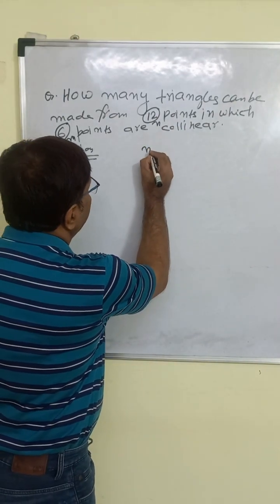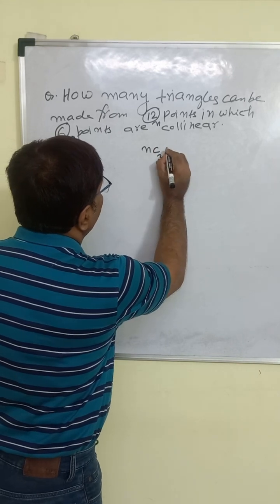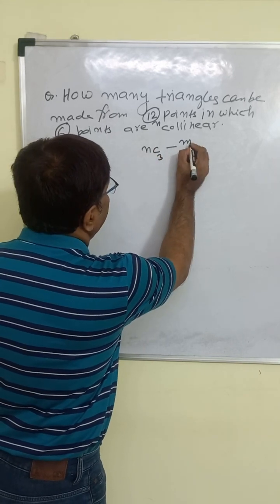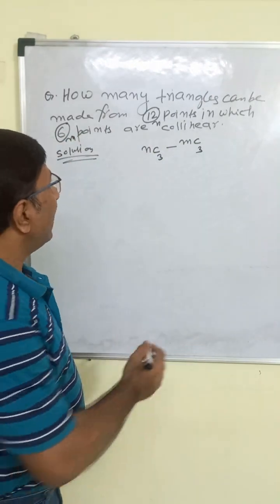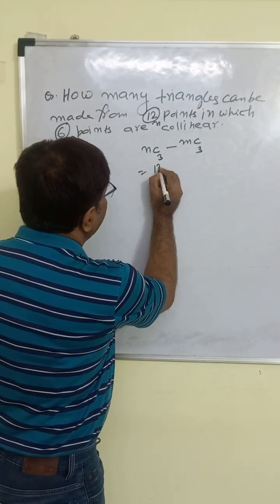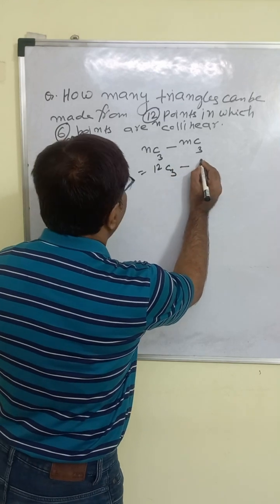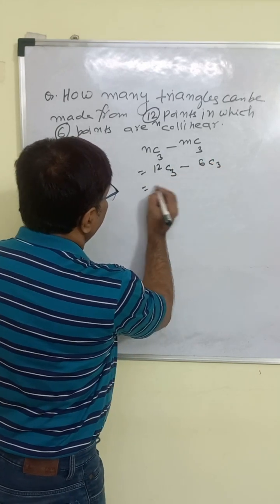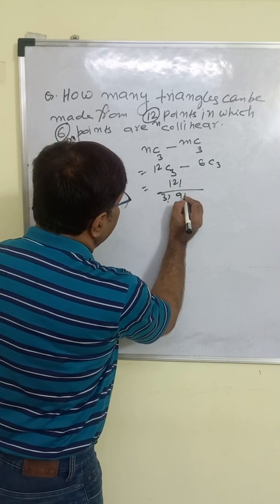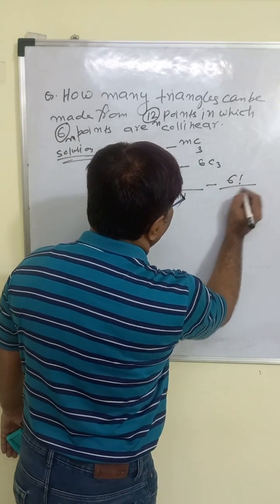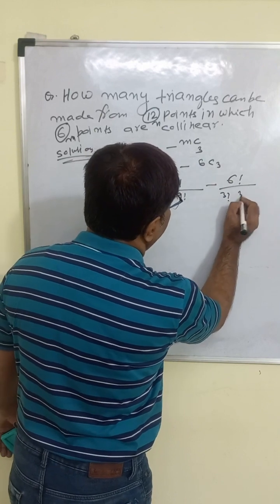The technique is: 12 given points, so that is nC3, and for the collinear points m, that is mC3 only. So nC3 minus mC3. Here n is 12, so we can write directly 12C3 minus 6C3. You know the formula: this is 12 factorial over 3 factorial and 12 minus 3, 9 factorial. Here 6 factorial over 3 factorial and 6 minus 3, also 3 factorial.